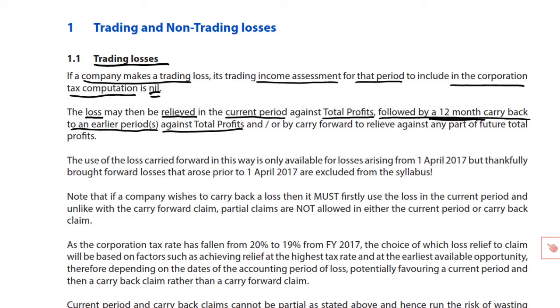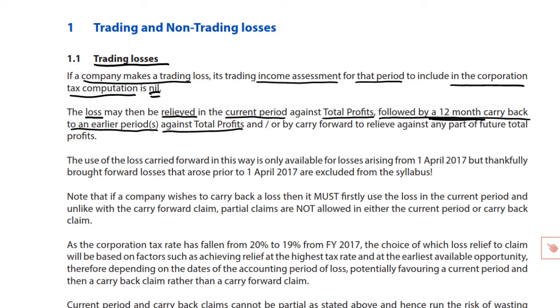If you want to carry back, as we have said, then you must make a current period claim first. But you might not want to make a current period claim. Or if you have made a current period claim, you might not want to make a carry back claim. These are options available to you. You don't have to make both a current and then a carry back claim.